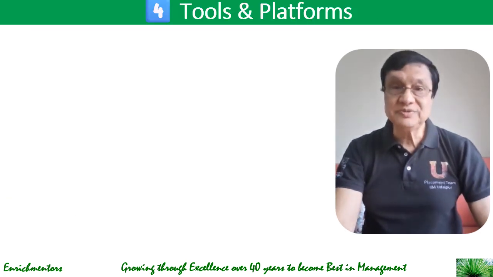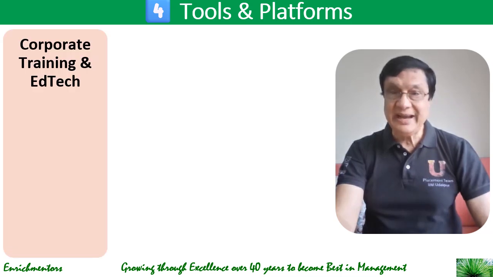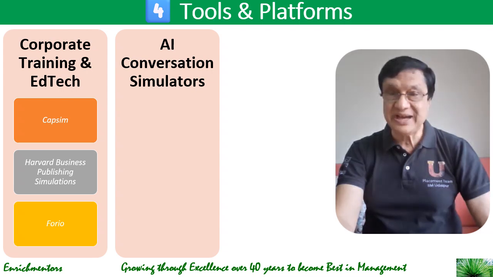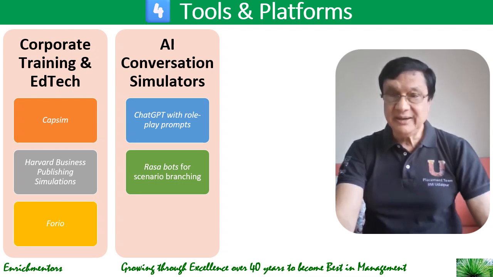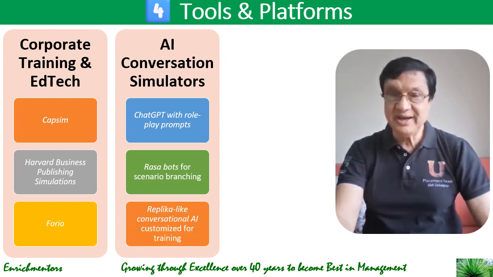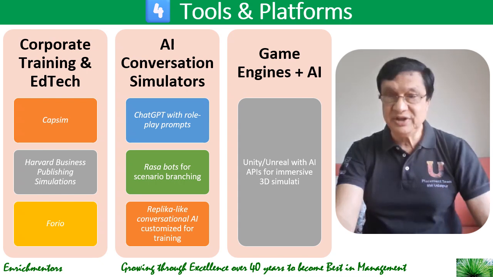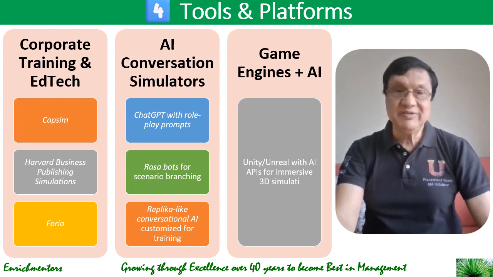What are the tools and platforms you can use? For corporate training and EdTech, you could use CapSim, Harvard Business Publishing simulations, and Forio. For AI conversation simulators, you could use ChatGPT with role-play prompts, Rasa bots for scenario branching, and Replika-like conversational AI customized for training. Also, you could use game engines plus AI, like Unity or Unreal with an AI API, for immersive 3D simulations. So there are a variety of tools and platforms available, and these are some top examples.